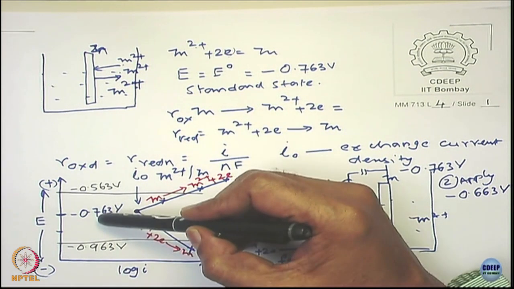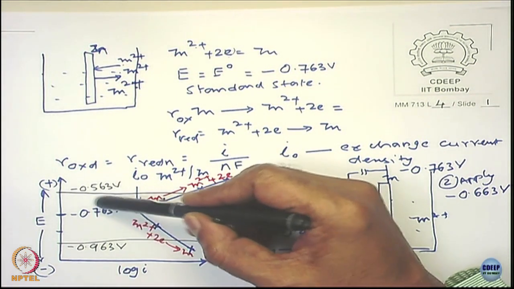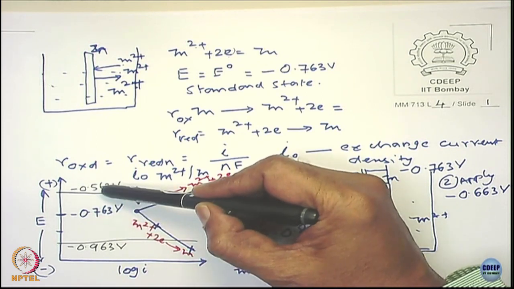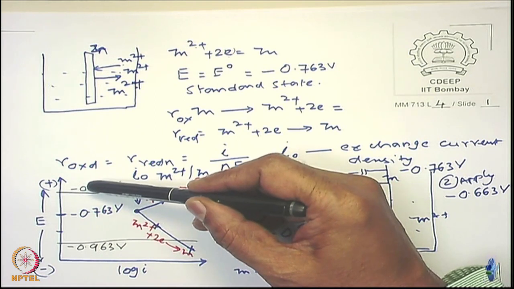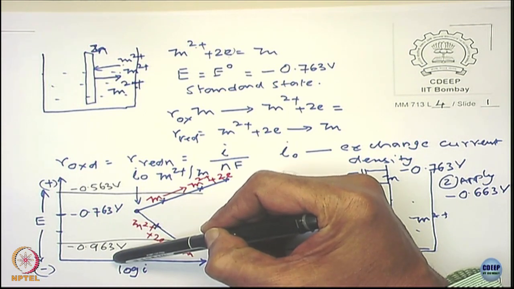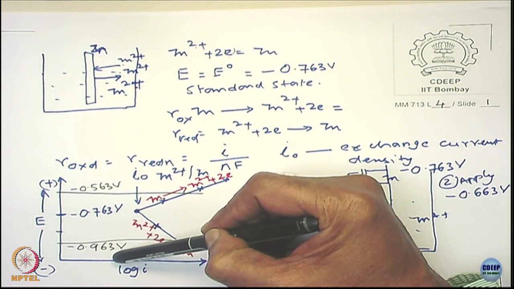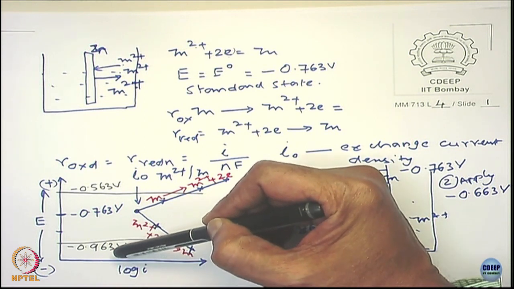At 0.763, no oxidation, no reduction, because it is the same. I move up, there is oxidation. Please look at the sign here. The sign is negative here. The sign is negative here. I can have a negative sign and I can still have oxidation. I can still have reduction. So, you do not have to change the sign in order to call it an oxidation reaction or reduction reaction.